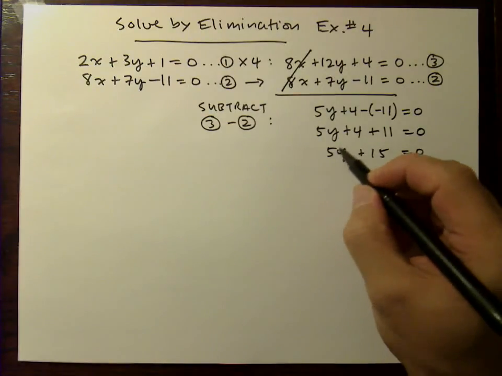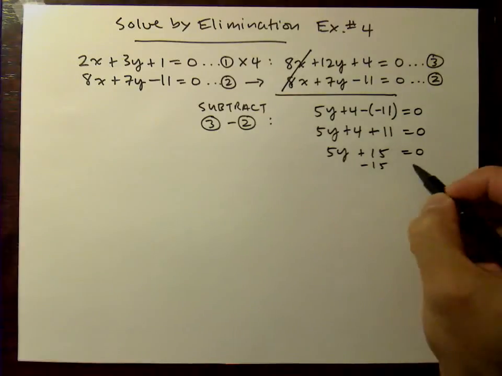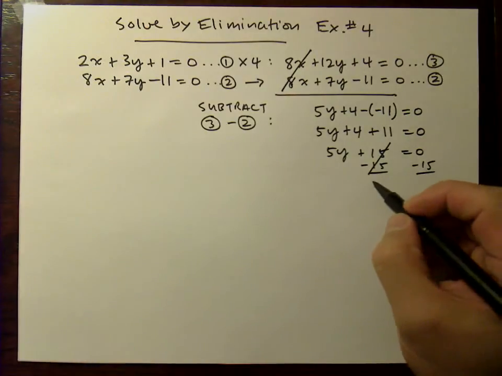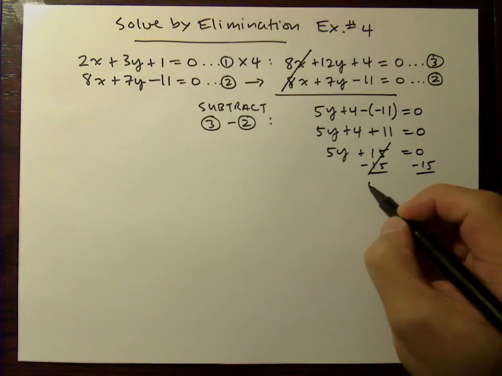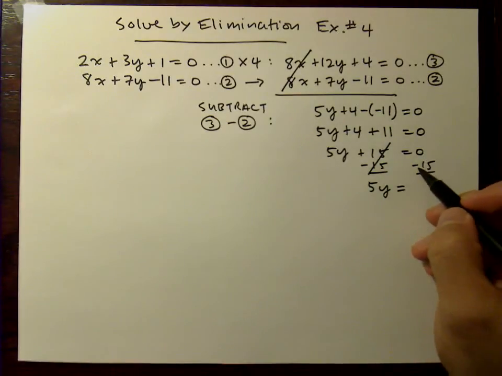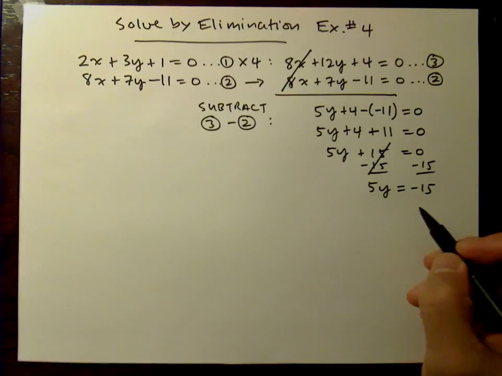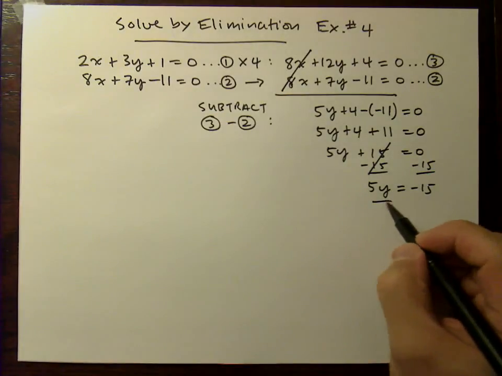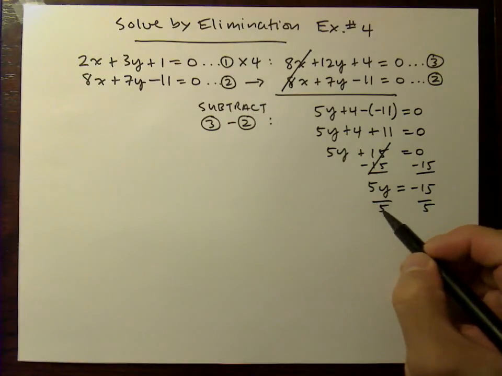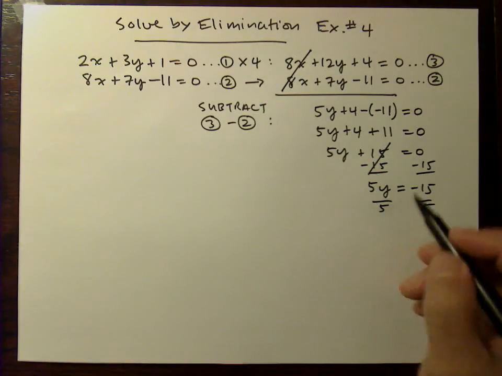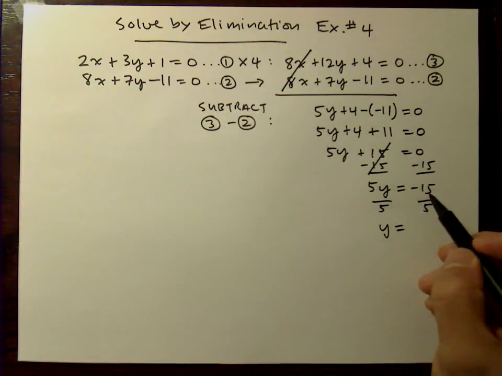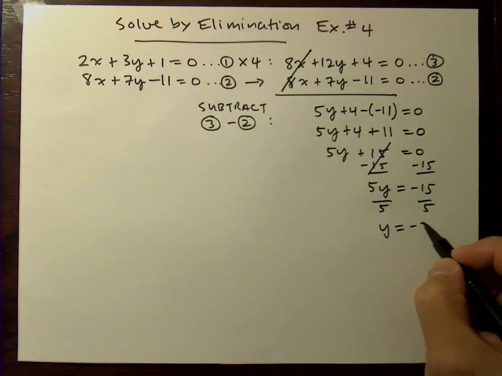And to isolate y, let's subtract 15 from both sides so that it no longer is on the left side, with just 5y remaining, which is equal to 0 minus 15, which is negative 15. To isolate y, divide both sides by 5. Remember, 5 divided by 5 is 1, and 1 times y is just y, which is equal to, in this case, negative 15 divided by 5, which is negative 3.